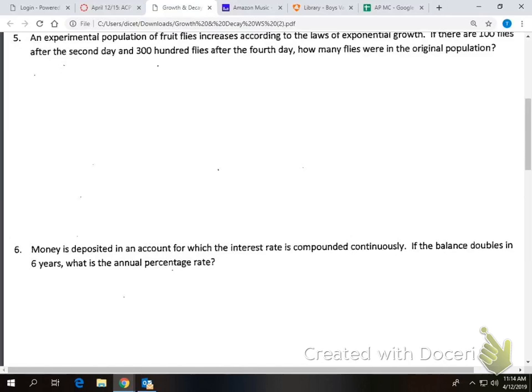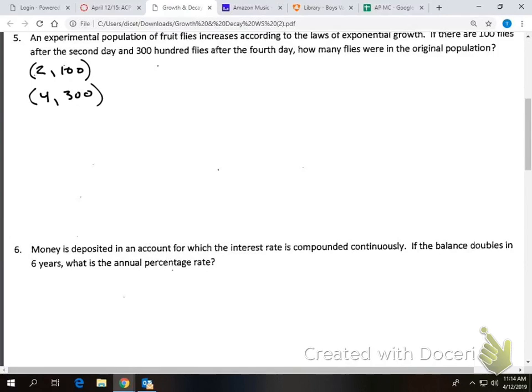We're doing 5. An experimental population of fruit flies increases according to the laws of exponential growth. If there are 100 flies after the second day, everybody do this for me. I'm going to help you out here for time. After 2 days, I have 100 fruit flies, and 300 fruit flies after the 4th day. So after day 4, I have 300 fruit flies. That's probably going to come in to help me somewhere. That's just my guess. Okay?